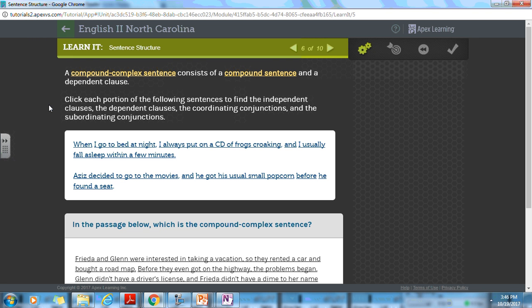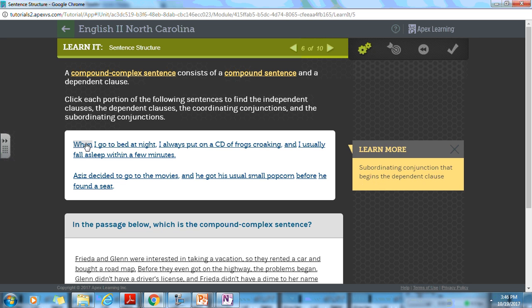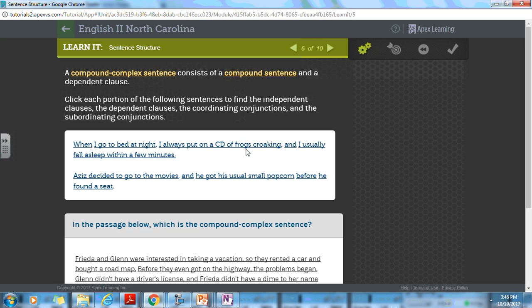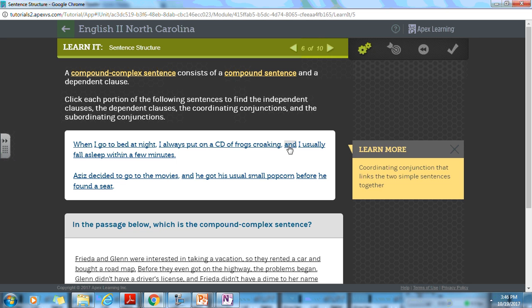So the second type of sentence is a compound complex sentence, which has a compound sentence and also has a dependent clause attached to it. So let's look at this example right here. When I go to bed at night, we already know that's our incomplete thought or our dependent clause because we see the subordinate conjunction when, which starts the dependent clause. I always put on a CD of frogs croaking, comma, and I usually fall asleep within a few minutes.